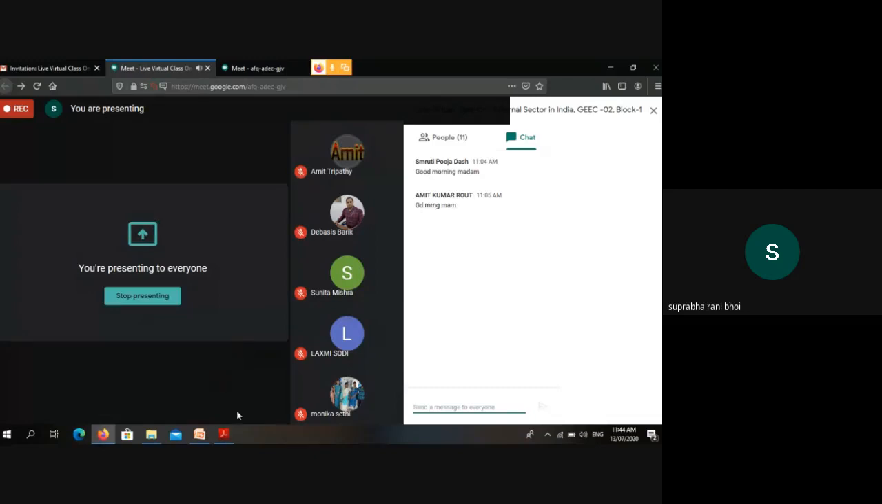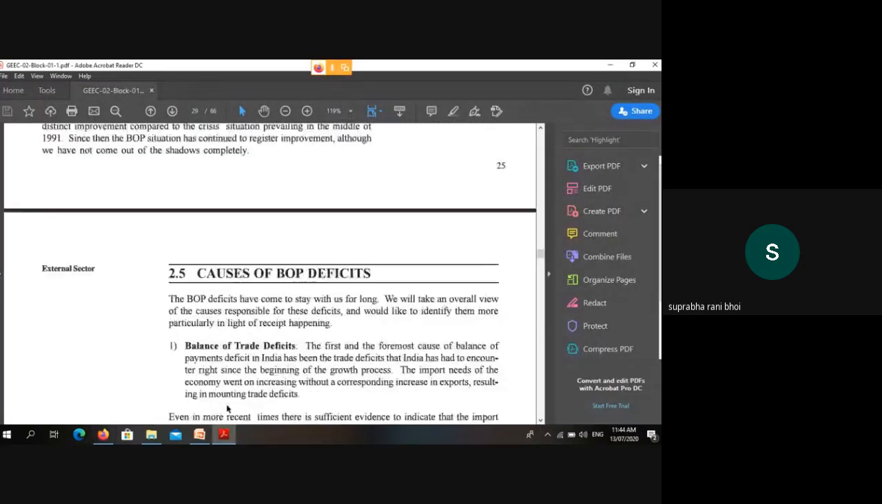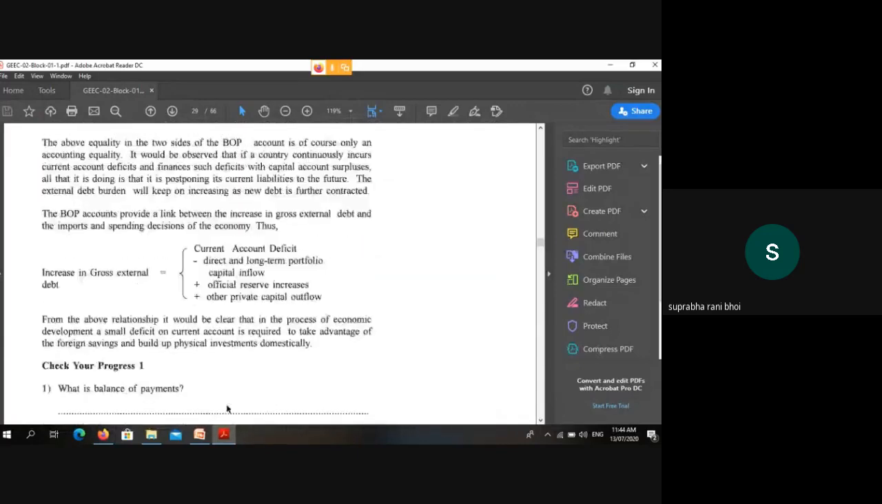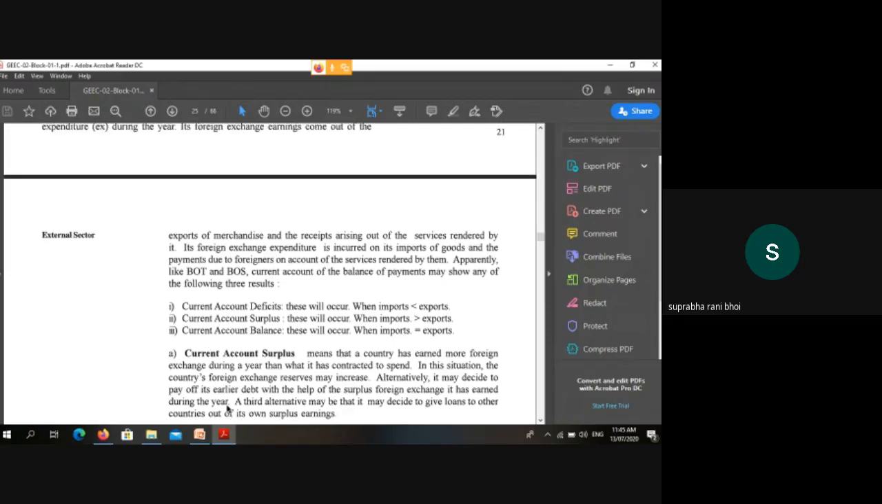Clear? Next, when we talk about balance of payment, it is divided into two parts. One part is the current account, another part is the capital account. Clear? I will explain. Balance of payment has two accounts: one is the current account, another is the capital account. Clear? So I will now explain what is the current account.